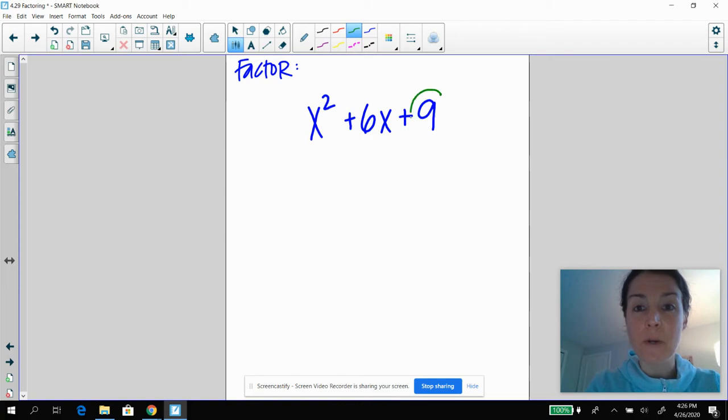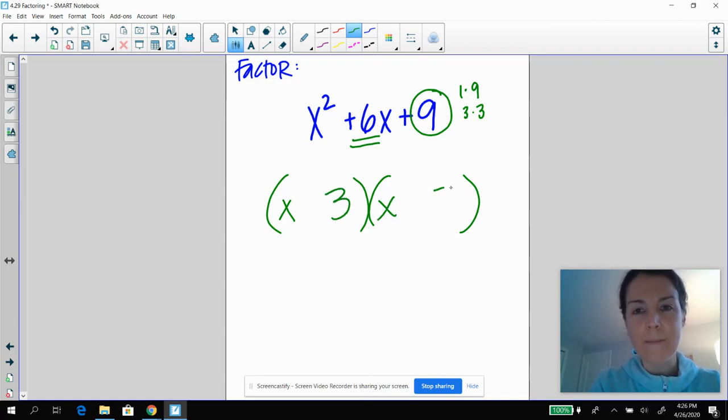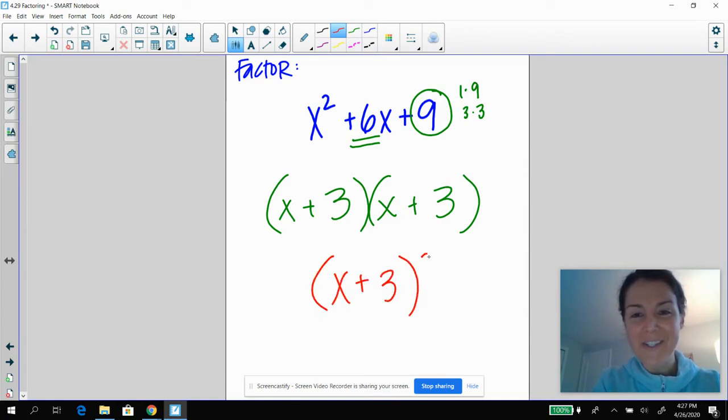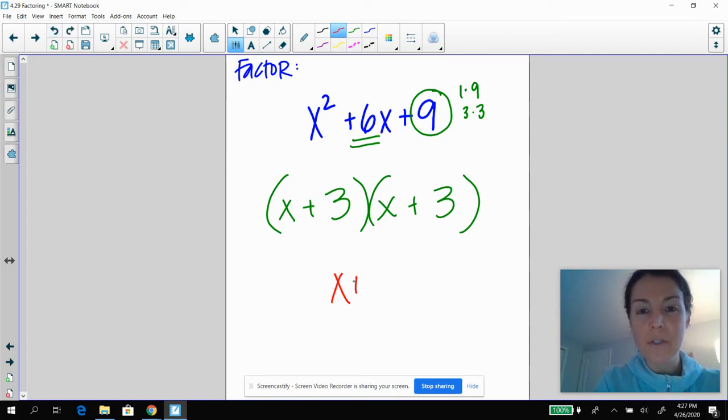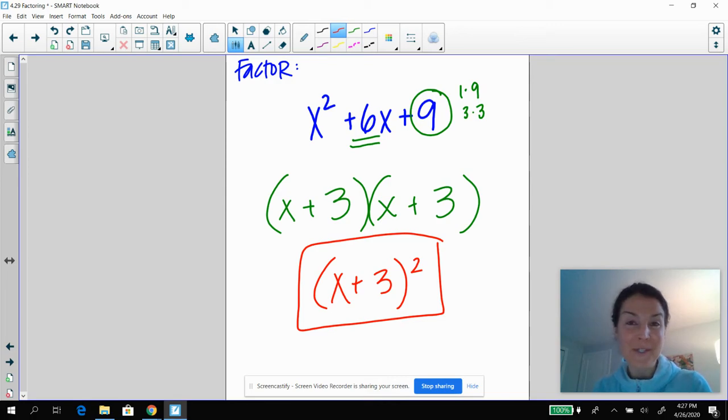So you should have asked yourselves, what are factors of 9 that combine in some way to get me a positive 6? Well, 1 and 9, no way I can get 6. 3 and 3, amazing. All right, let's draw our little parentheses, x, x, and I can do a 3 and a 3. Well, wait a second. These look exactly alike. You know what's cool about this? You can squash these two together and write it just like that, which is kind of cool.